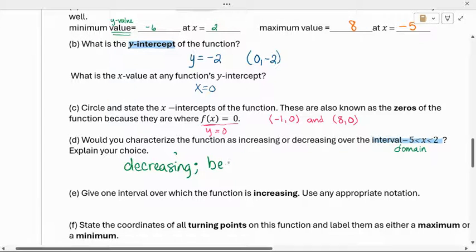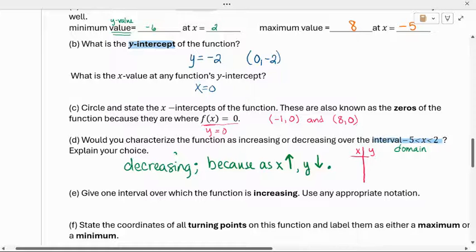I'm going to say because as x increases, I use an arrow to mean get bigger or increase, y decreases. I can also look at the ordered pairs.